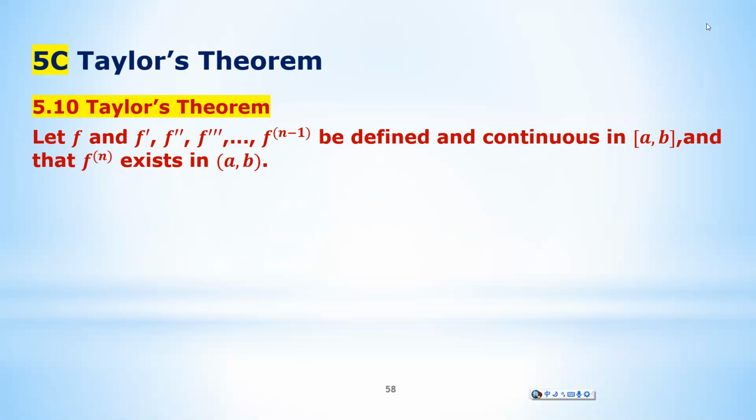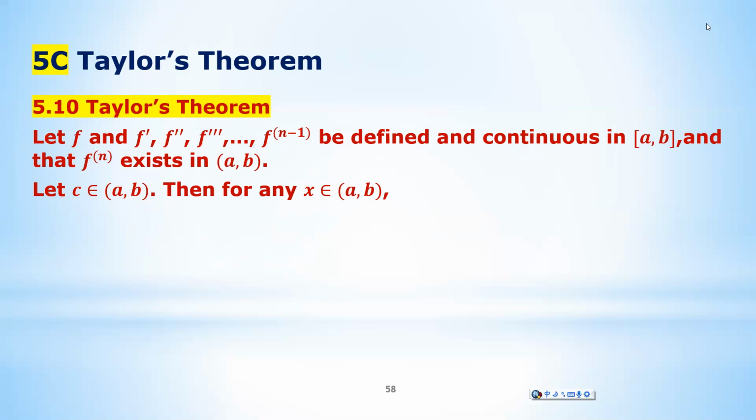Now, let's take a point c inside the interval AB. And then I take another point x, okay, another point x. What I want to do here is express the function value at x in terms of the function value and the derivative values at c. I don't know f(x), but I do know a lot of information at c. So from the information about c, I want to predict what the function is at x.